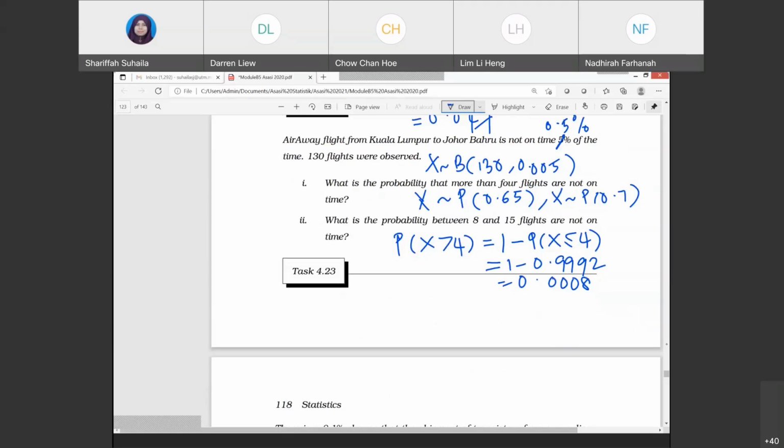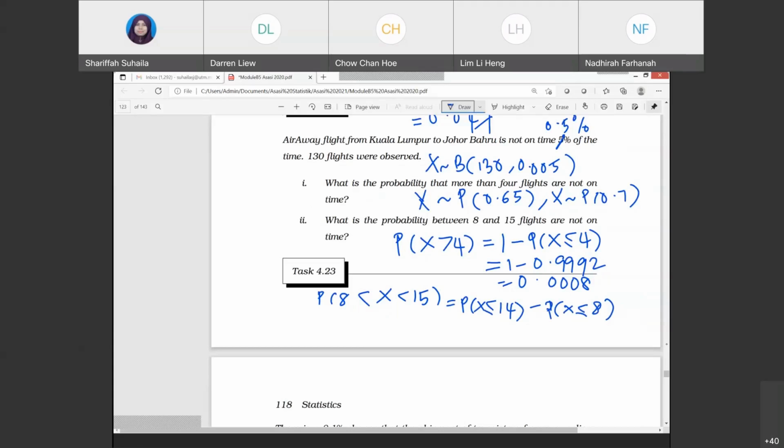So between, you don't have any equality. So 8 less than X less than 15. Still use lambda 0.7. So that's mean we will have, okay, you want 9, 10, 11, 12, 13, 14. So probability X less than equals to 14 minus apa ni? Probability X less than equals to 8. So then you get 9, 10, 11.